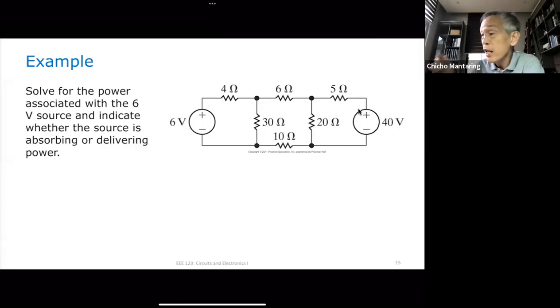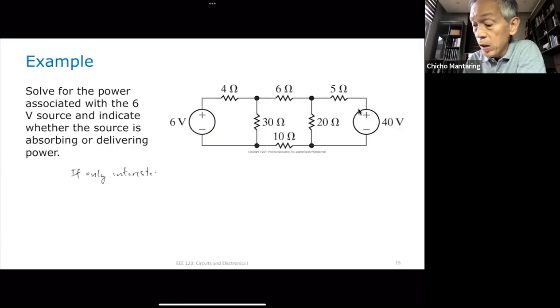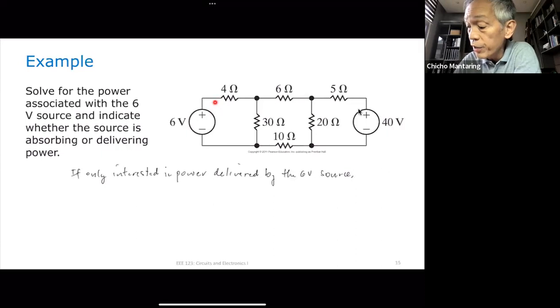If I'm only interested in the power associated with this 6-volt source, I in fact could get an equivalent circuit for the rest of the circuit, ano? So if I'm only interested in the power delivered by the 6-volt source, okay, that means all I have to preserve are the terminals of the 6-volt source, no? Okay, the rest of the circuit can be converted to an equivalent circuit.